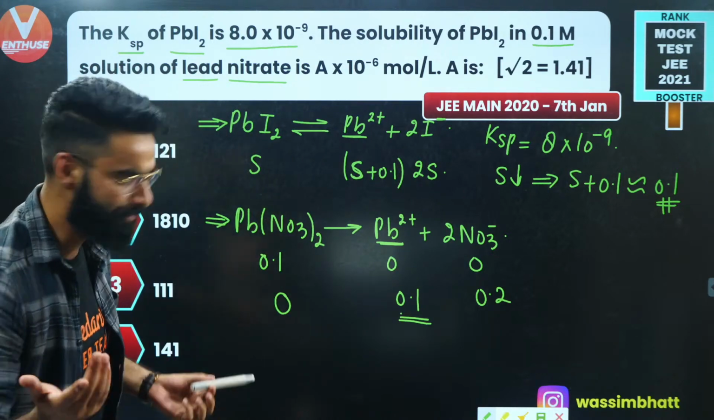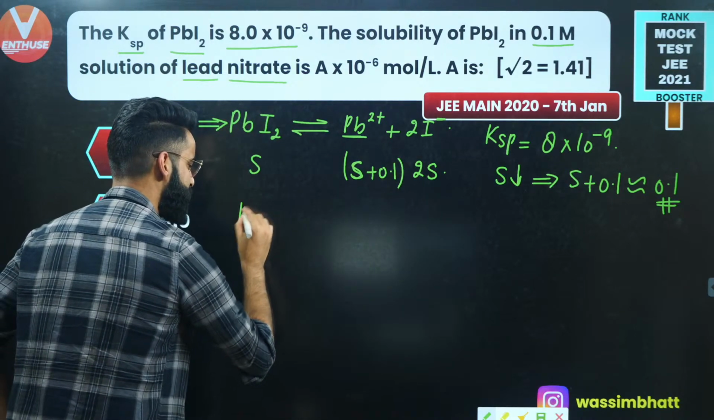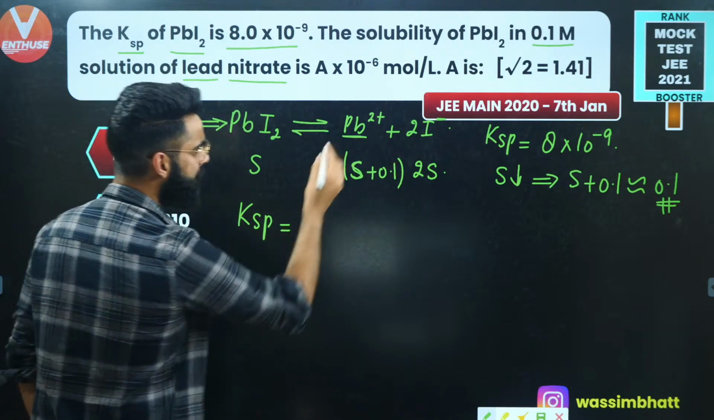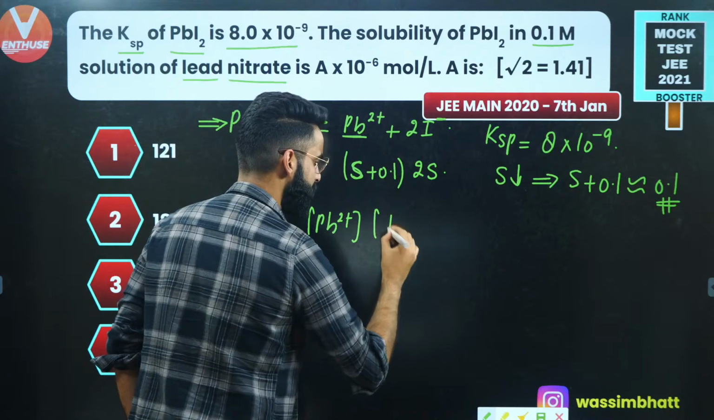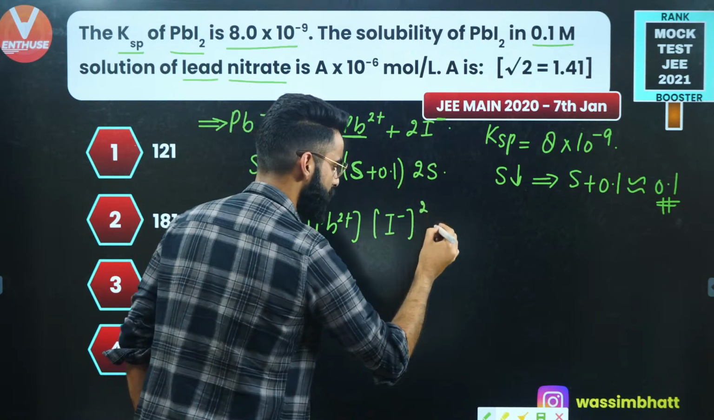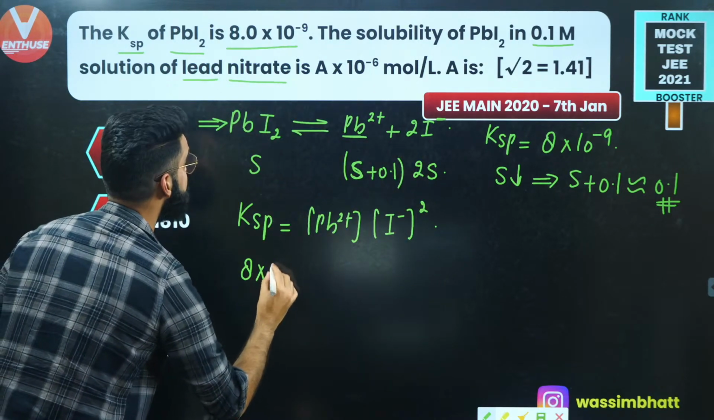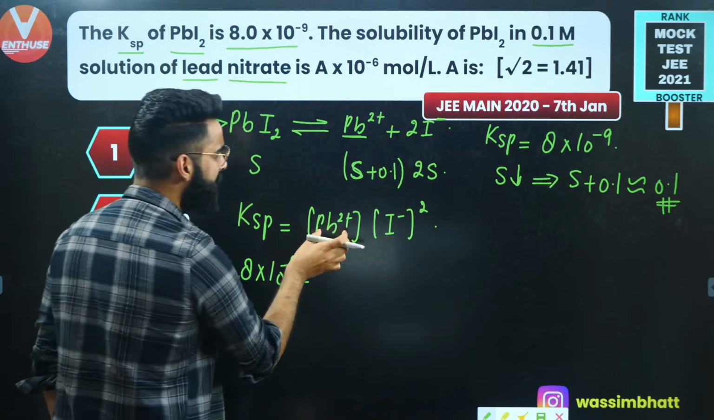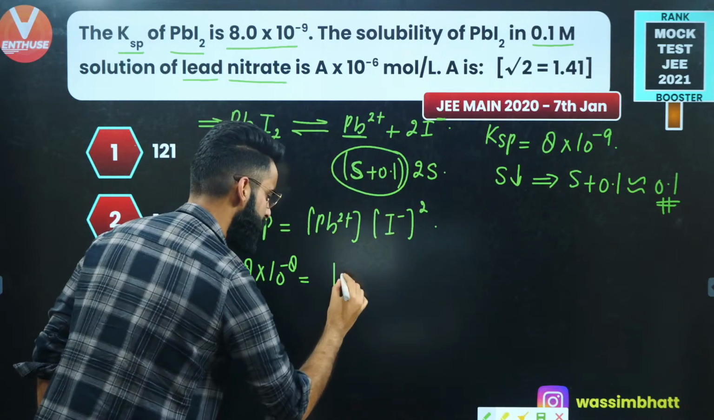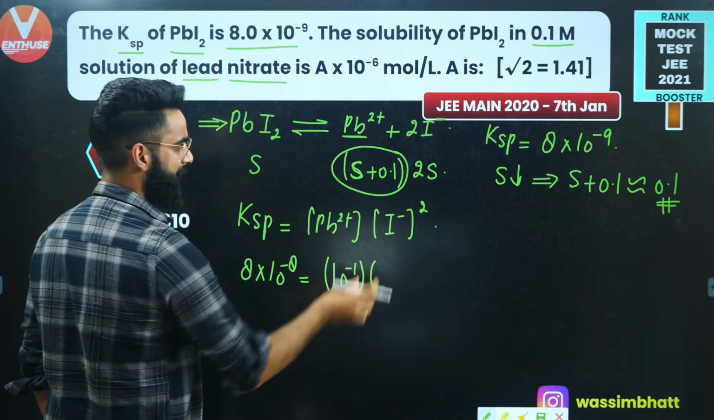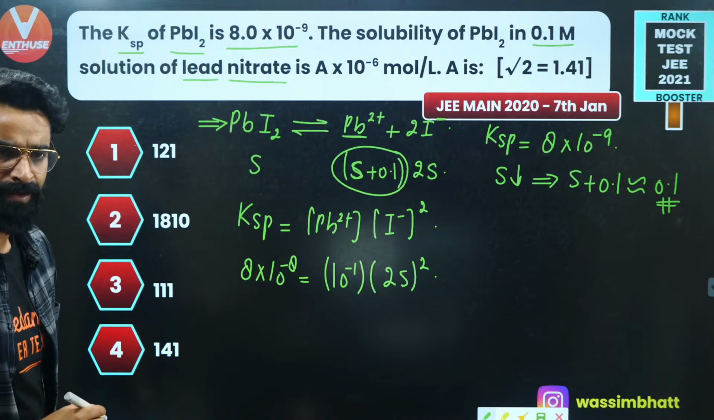Now people, the question is almost done. Simply, I'm going to write the expression for the Ksp of this PbI₂. It's going to be the concentration of Pb²⁺ raised to its stoichiometric coefficient, multiplied by the concentration of I⁻ raised to its stoichiometric coefficient, that's 2. The Ksp value, as per the question, is given as 8 × 10⁻⁸ and is equal to the Pb²⁺ concentration, but instead of S plus 0.1, I'll only write 0.1, which means 10⁻¹, multiplied by the I⁻ concentration, which is simply (2S)², right? As simple as that.